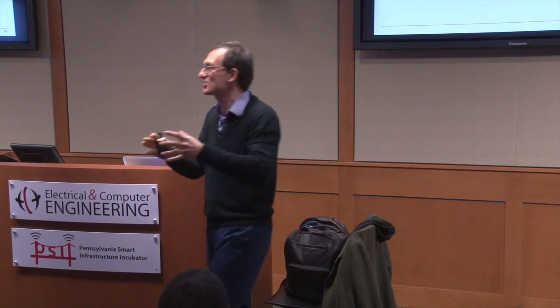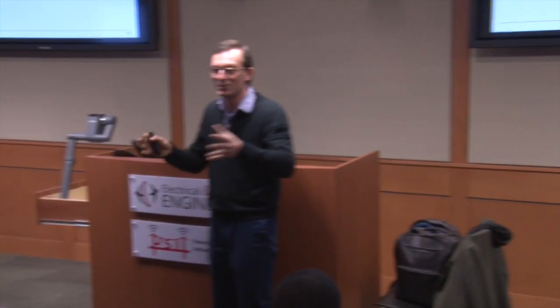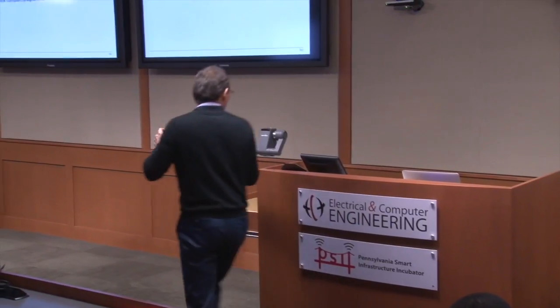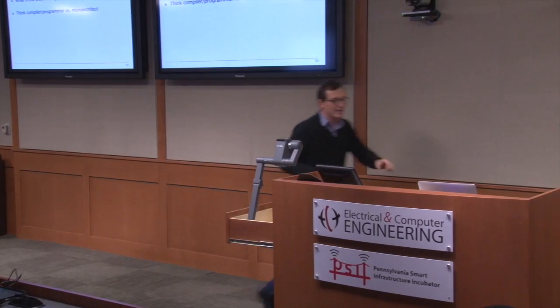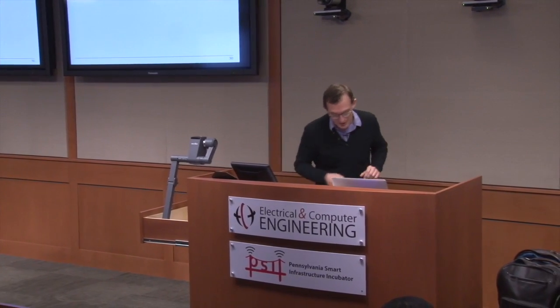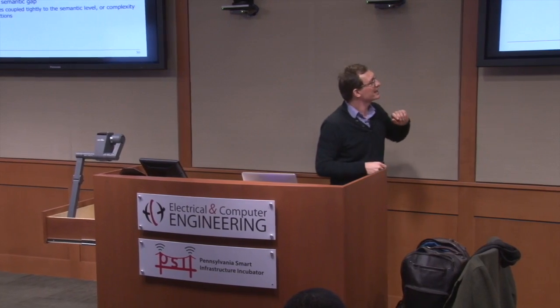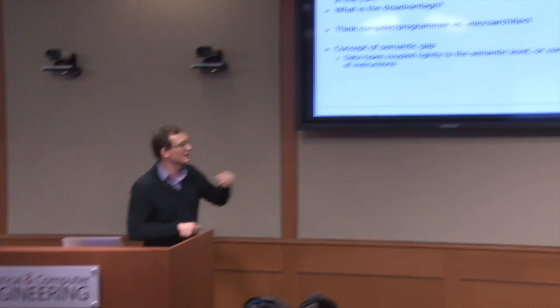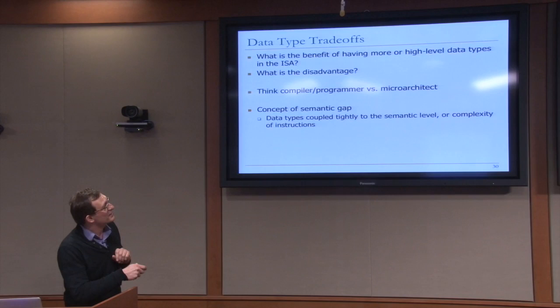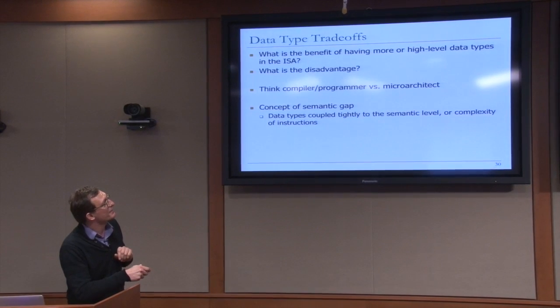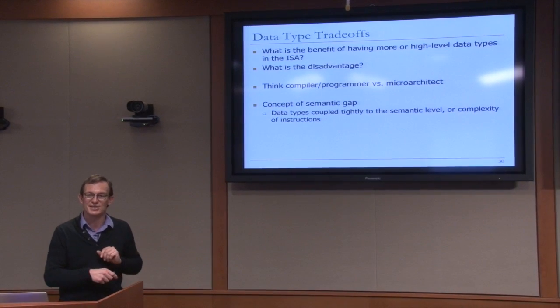Instead, you say, add to the list. Let's say you have an instruction like that. We made it up, but you could. There's no reason why you cannot. So you're making the programmer's life easier in this case. So this will bring us to the concept of semantic gap, which I will talk about a little bit later. Data types are really coupled tightly to the semantic level, or the complexity, of instructions.